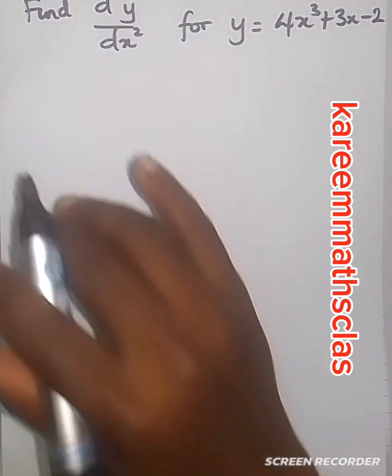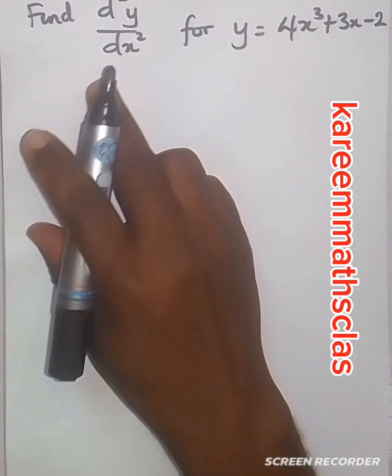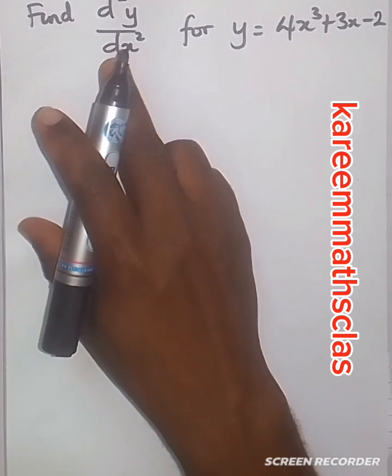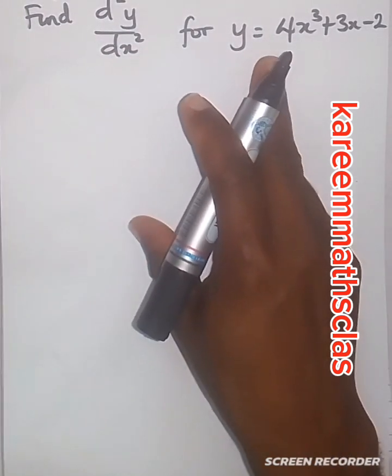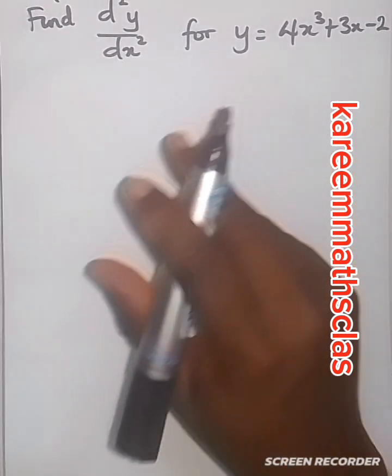Hello, let's look at this question. Find d squared y over dx squared for y equals 4x cubed plus 3x minus 2.